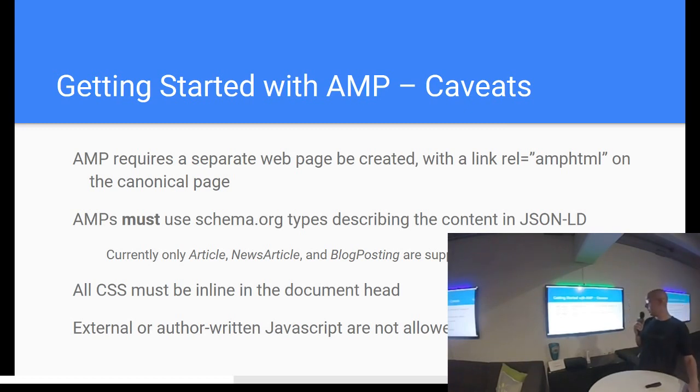So with AMP pages, currently at this time, with schema, you have certain document types. Right now, the only ones that are supported by AMP are article, news article, and blog posting. There are dozens of others, but these are the only ones that are currently supported. And that's obviously because it's accelerated mobile pages. It's really more for timely news, timely articles. Things that are evergreen, things that don't change that often, are not really AMP eligible.